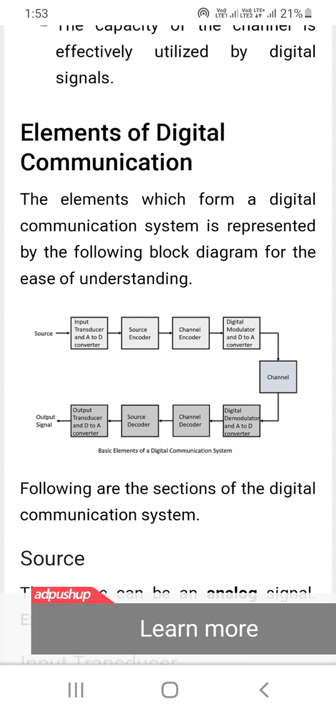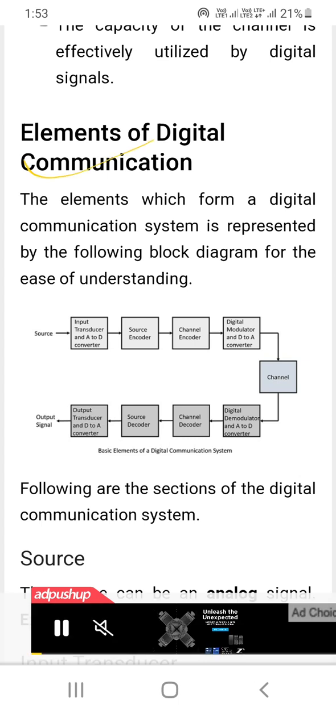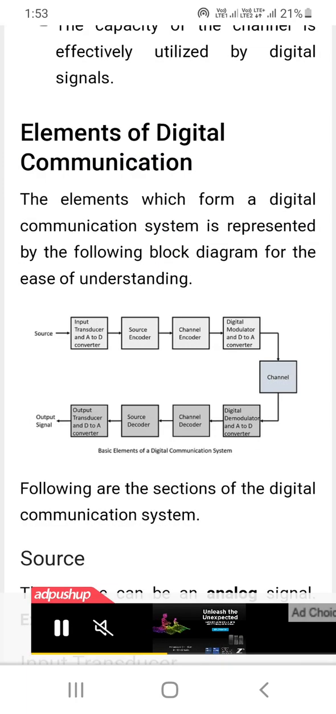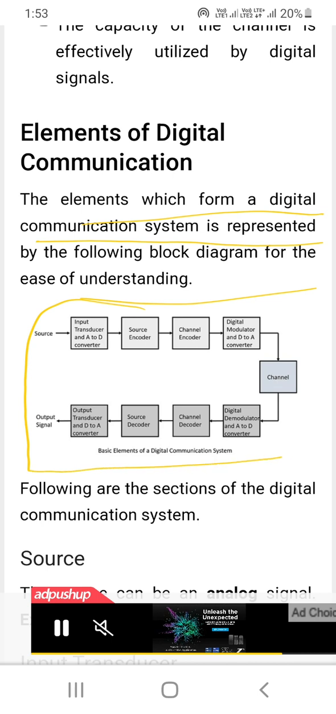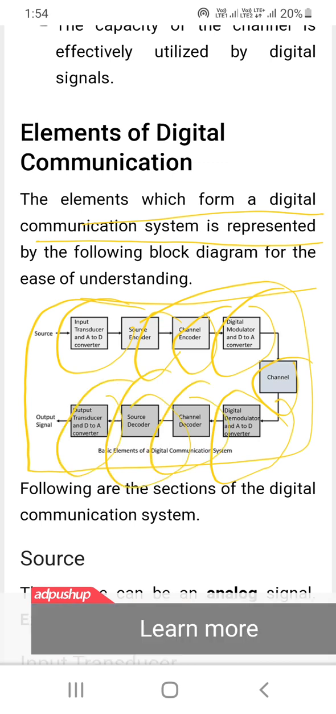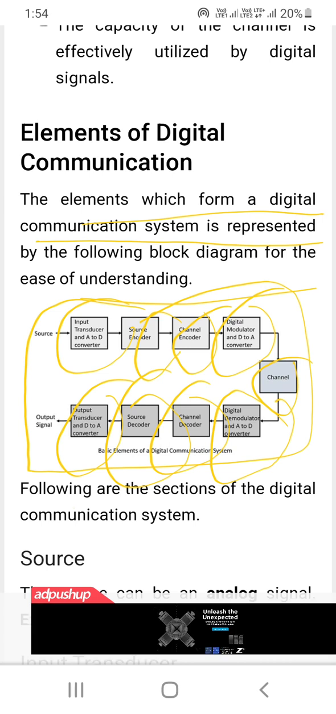So now the question arises: what are the elements of digital communication? The elements which form the digital communication system are represented in the following block diagram: source, input transducer, A to D, source encoder, channel encoder, digital modulator, D to A, then channel, digital demodulator, channel decoder, source decoder, output transducer, and D to A converter.